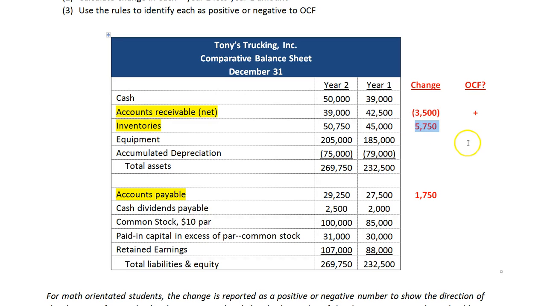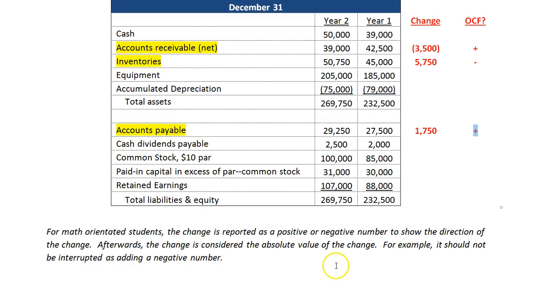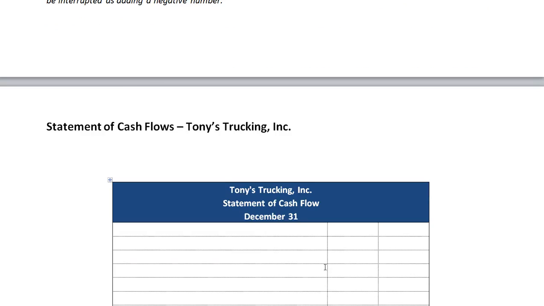For the 5,750, what happened to it? It increased. For non-cash current assets, do the opposite. Since it increased, we're going to subtract or deduct it. For accounts payable, it increased. Remember, for current liabilities, you're going to do kind of what you think. So this one increased, so we're going to add it. Alright, now we have all the information we needed to start this report.